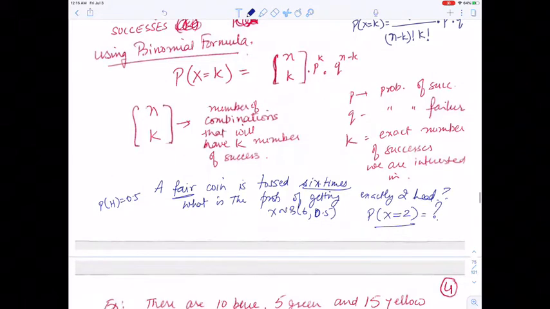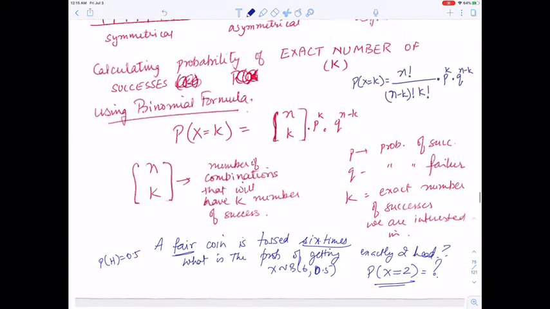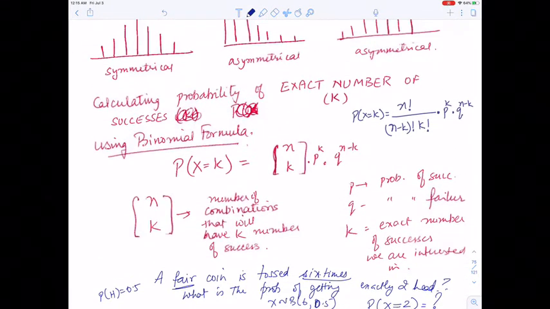In binomial distribution, we can actually find this out. Remember, in normal distribution, this would have been 0. But in binomial distribution, we can actually find out what is the probability of getting exact numbers of successes. So for that, we will use a formula that is called the binomial formula. Some of you might have seen this formula before. This is the binomial formula. So what is this formula?